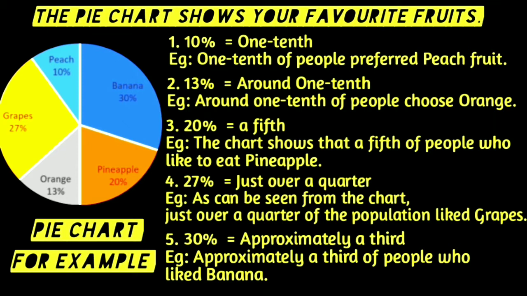The third one is 20%. It is replaced with a fifth. For example, the chart shows that a fifth of people like to eat pineapple.